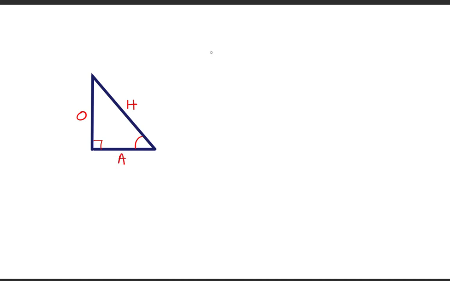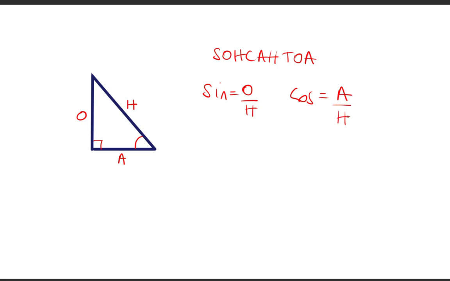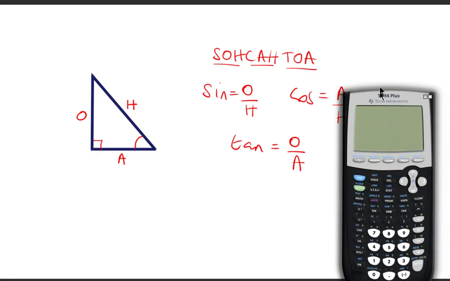Now in trigonometry we have the formulas. The easiest way to remember them is SOHCAHTOA. So what it means is sine of an angle is opposite over hypotenuse, cos of an angle is adjacent over hypotenuse, and tan of an angle is opposite over adjacent. SOHCAHTOA is a good way of remembering what those formulas are.